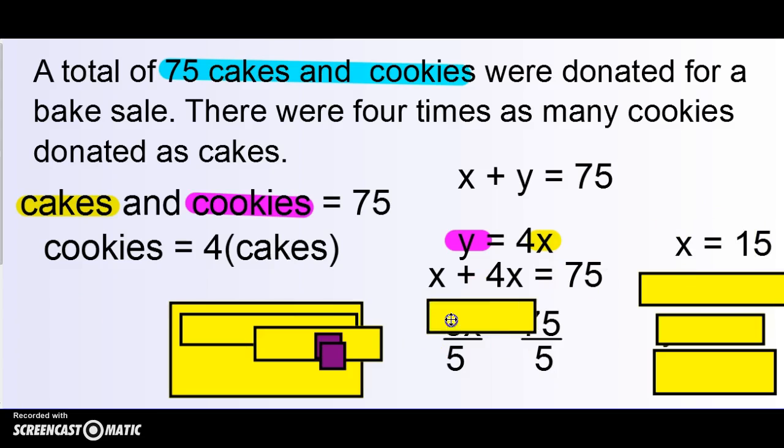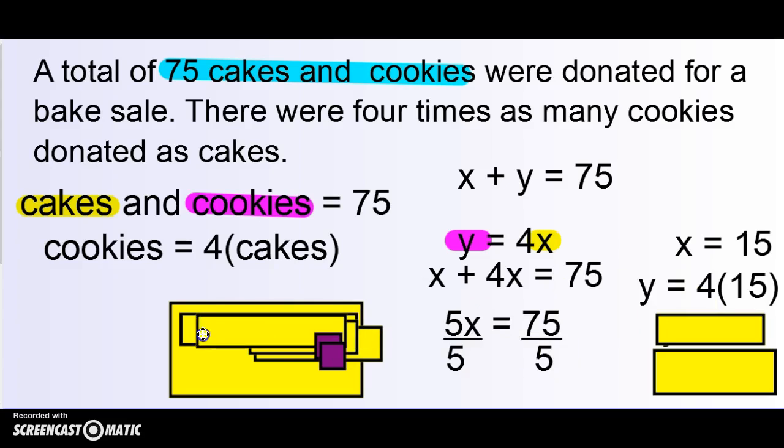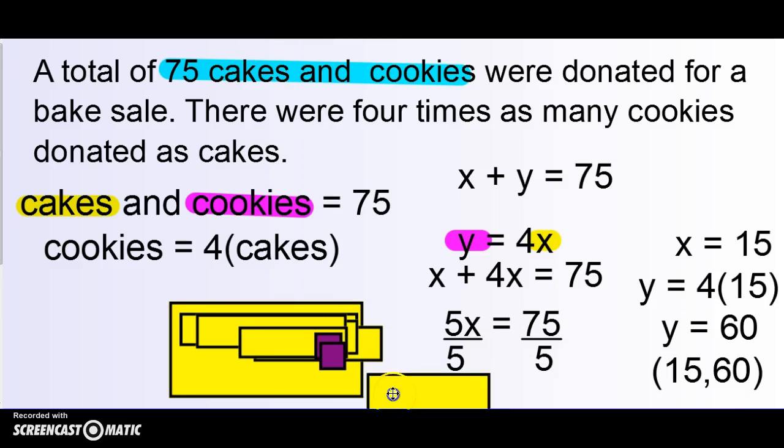So here we go. X is 15, which means the cakes: there were 15 cakes donated. So that tells us, then go back and plug it in. Well, if there were 15 cakes, the cookies were 4 times that. So 4 times 15. That means there were 60 cookies. And then your coordinate would be 15 cakes and 60 cookies.